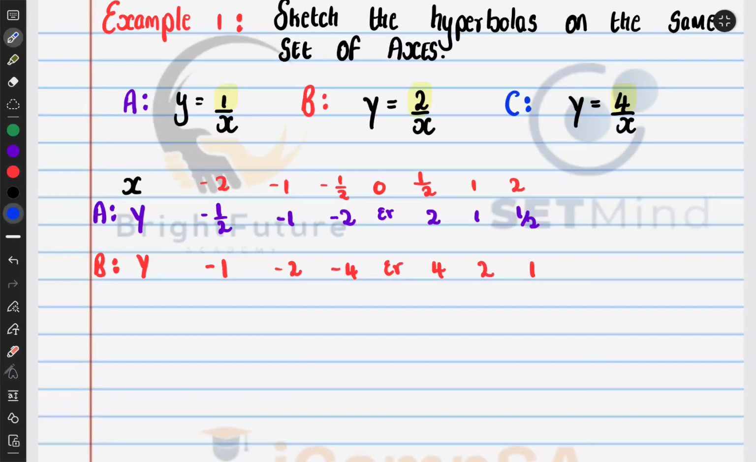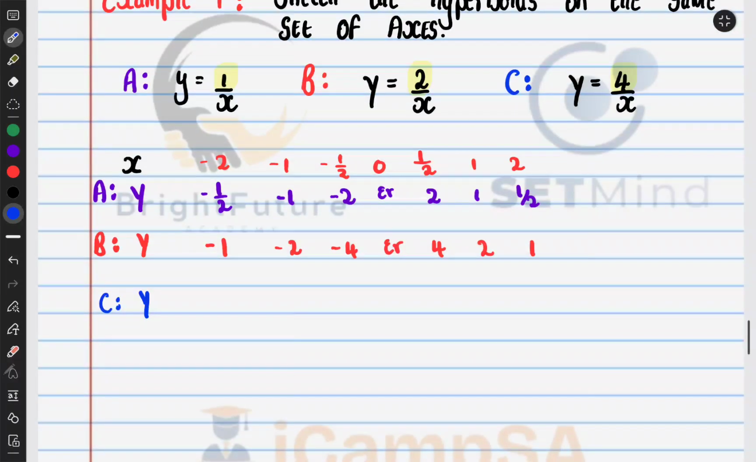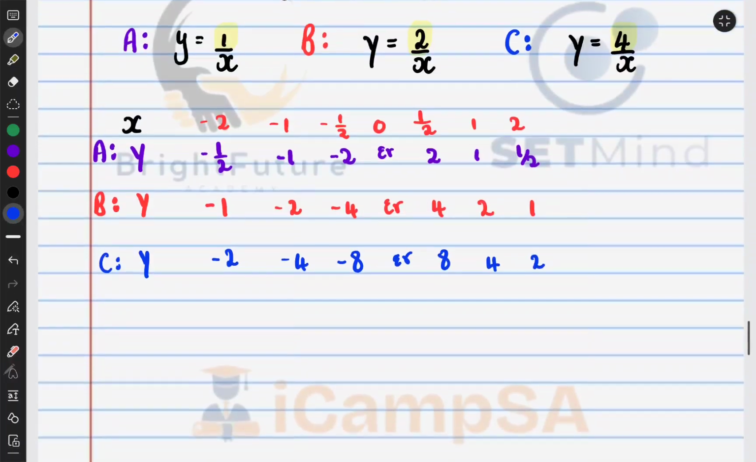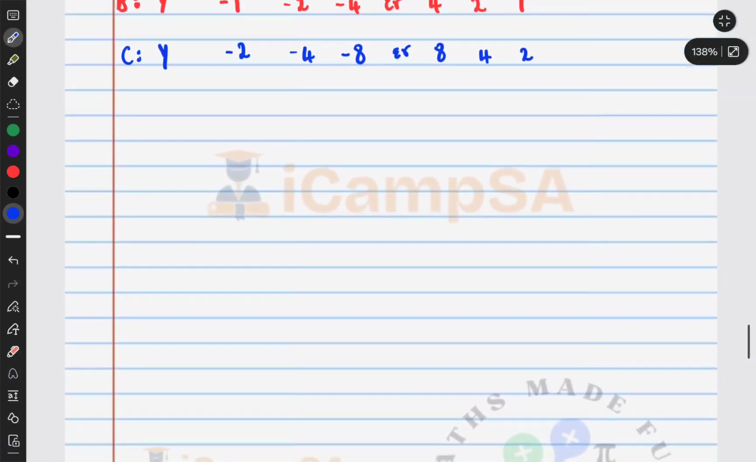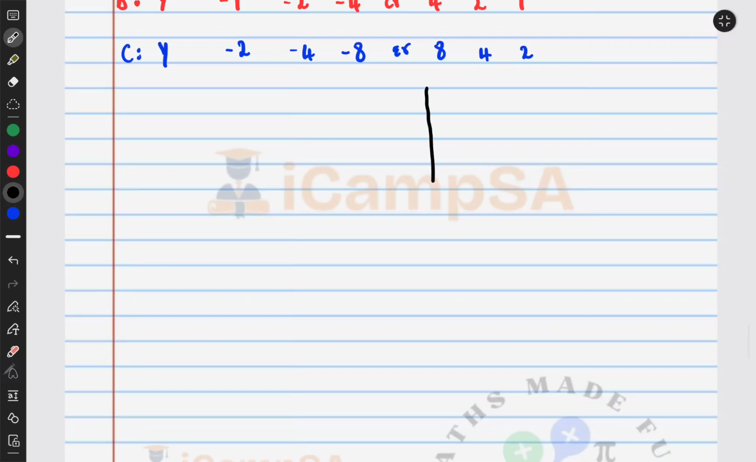And then for c, the corresponding y values: we have 4 over -2, that will be -2. We have 4 over -1, that will be -4. And then 4 over -1/2 will be -8. Then we have an error at 0. Then we have 8, 4, and 2. So those are the values for the third function. Okay, so once we have the values, now we have the points, we can go ahead and do the sketching.